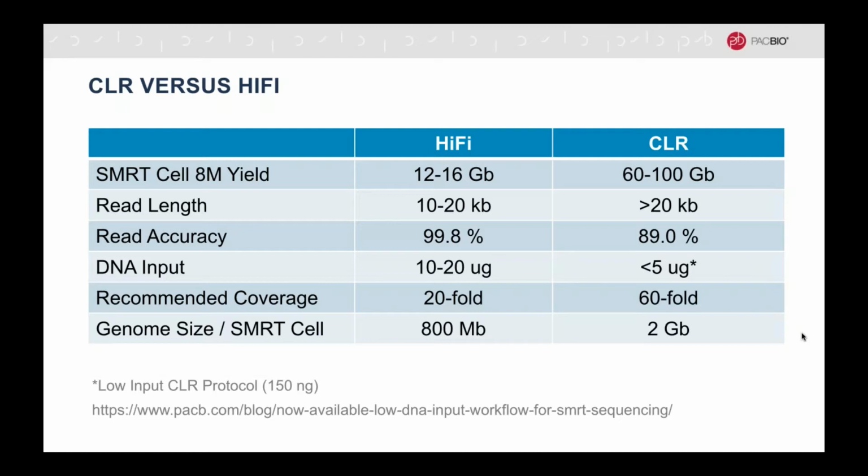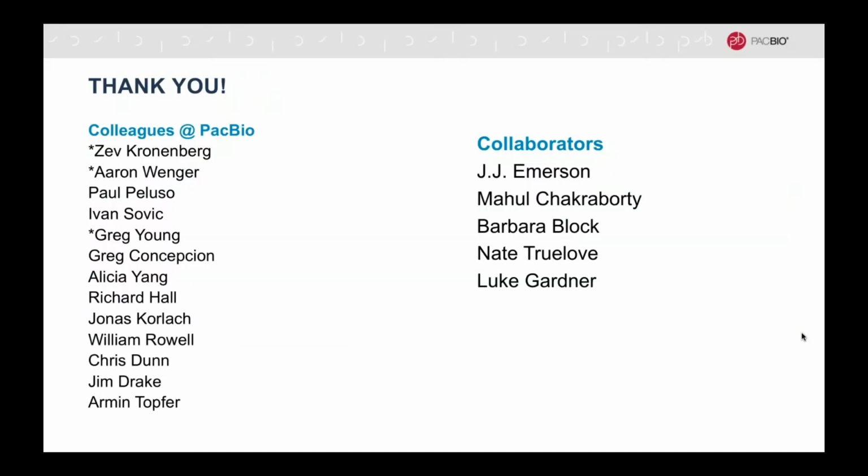We're recommending coverage of 20-fold for HiFi and 60-fold for CLR, assuming you have a diploid sample. And lastly, the genome size you can assemble with one 8M SMRT cell is 800 megabases for HiFi versus 2 gigabases for CLR.